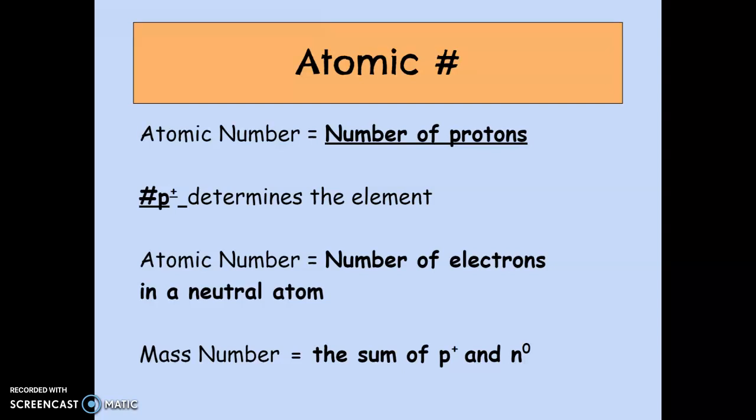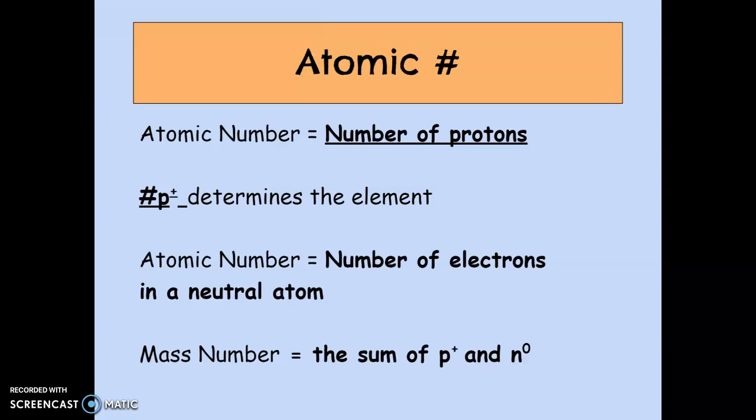The protons also determine the identity of an element. So for example, let's take magnesium. Magnesium has an atomic number of 12. So it's always going to have 12 protons in its nucleus no matter what. If something happens and a proton is lost, then that would no longer be magnesium.